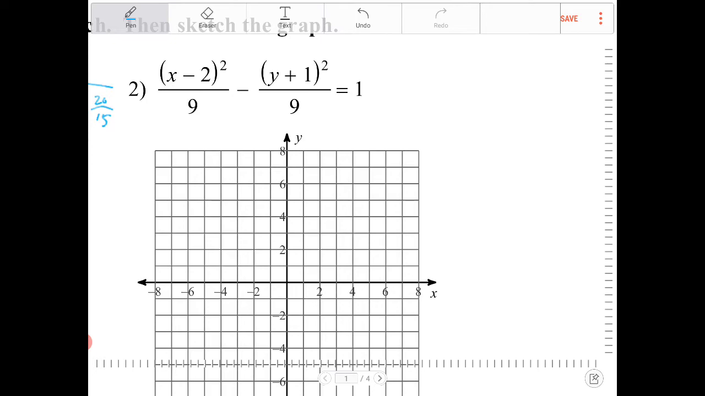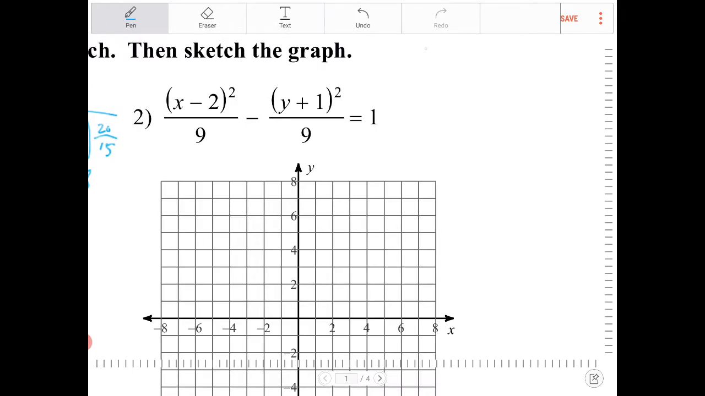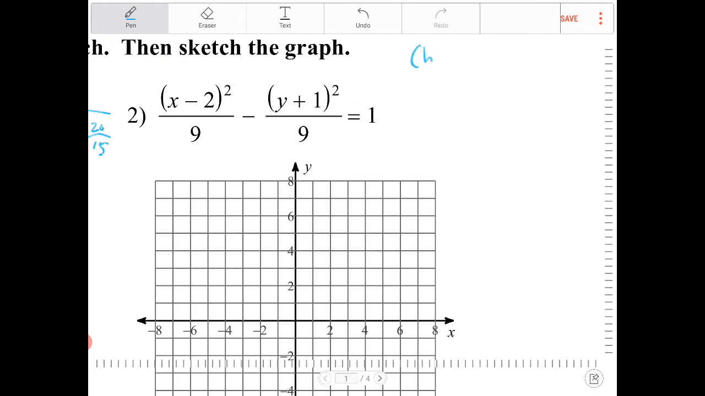Here in this case, we can identify what the center of the hyperbola is. The center of the hyperbola is located at (h, k), which in this case is (2, -1). So if this is (2, -1), okay, why don't we try to figure out what a and b are.